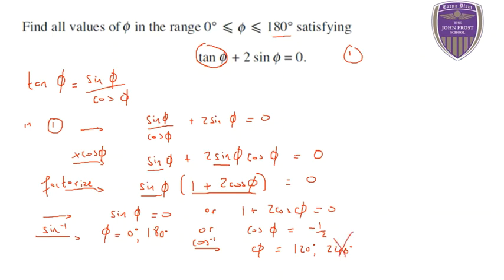So that's it. It's probably good style then to finish off on the last line, to write down all your solutions in ascending order. So 0, check, 120, check, 180, check, we're done. Okay, I'm going to stop there.